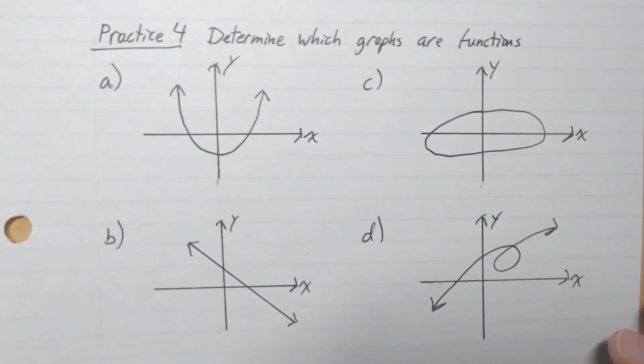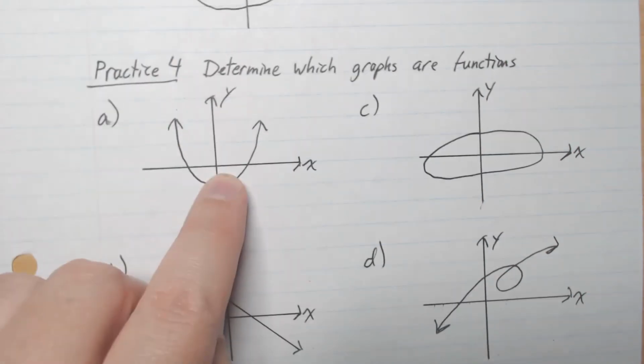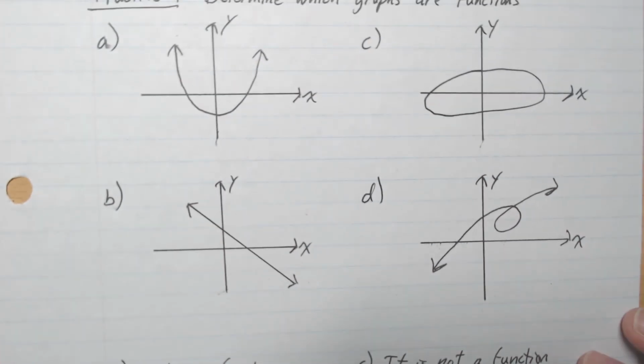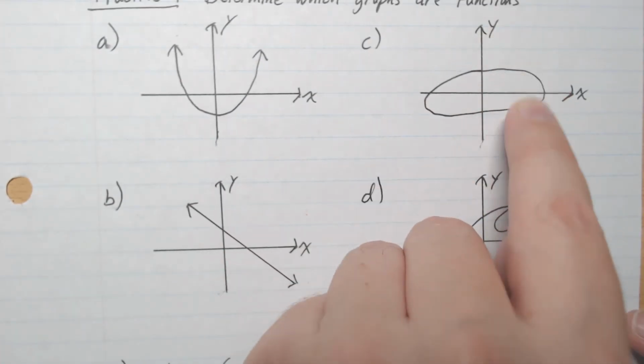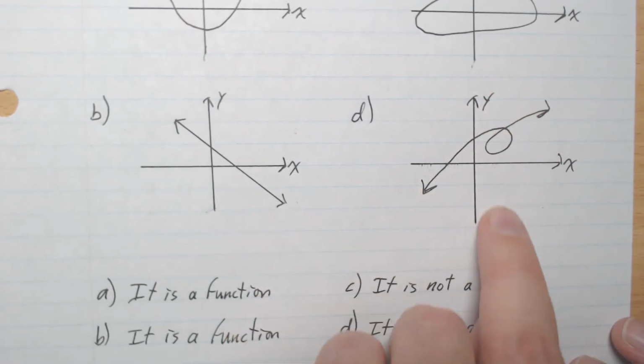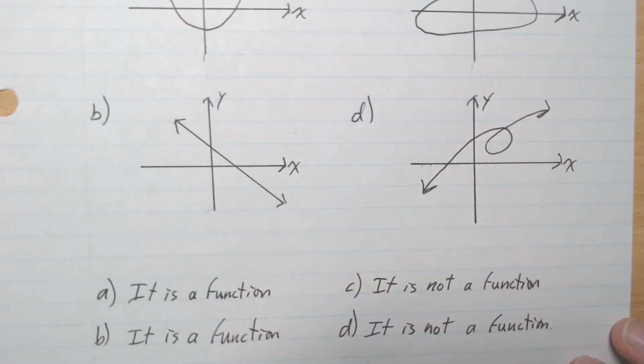Okay, practice number 4. Determine which graphs are functions, A, B, C, D. Go ahead and pause the video and answer that. Okay, so A, it is a function. B, it is a function. C is not a function, right? Vertical line test touches here and here. And then D, also not a function, right? Vertical line test right here hits 2 y values from the same x value.